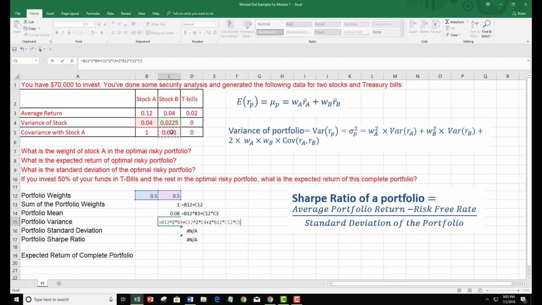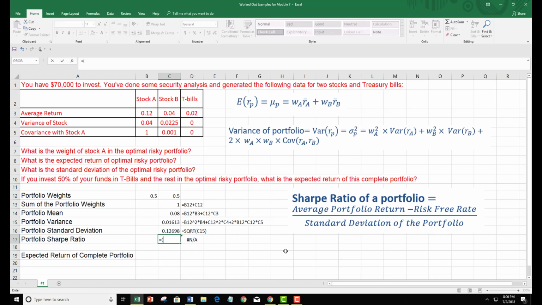So that gives us the portfolio variance, and once we have the portfolio variance, we can find the square root to get the portfolio standard deviation. So I'm doing here square root of the portfolio variance, and that gives us the portfolio standard deviation. Once we have all that information, we can compute the Sharpe ratio. Look at the formula right here.